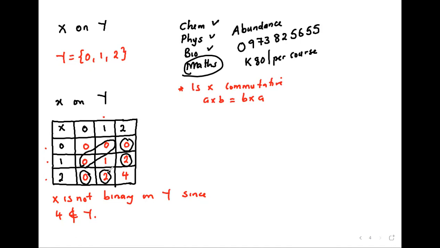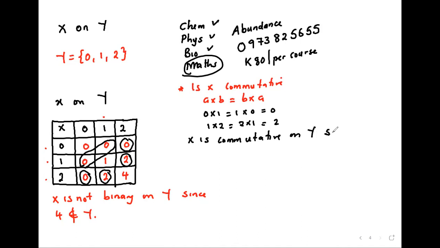Or you can try to do an arrangement, 0 by 1 or 1 by 0, you get 0. 1 by 2 or 2 by 1, you get 2. So either way, for all this multiplication, you get the same. So we say multiplication is commutative on Y, since A multiplied by B is equal to B multiplied by A.